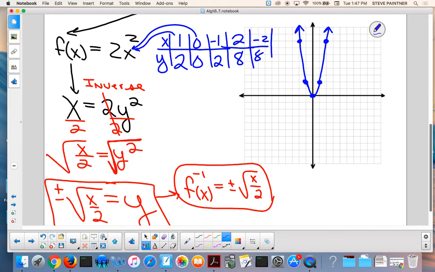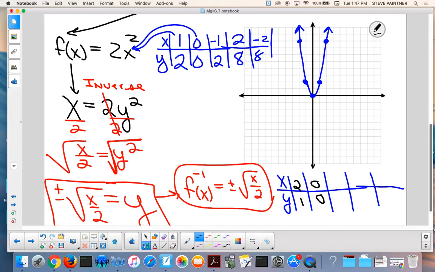Now here's my inverse function down here. So really, all I'd have to do to make a quick table is what? Switch. 1, 2 becomes 2, 1. 0, 0 doesn't change. 2, negative 1; 8, 2; and 8, negative 2. There you go. Once you switch them, you just quick graph them, and you got it. 0, 0 is right here. 2, 1, 2, negative 1. Here, here.